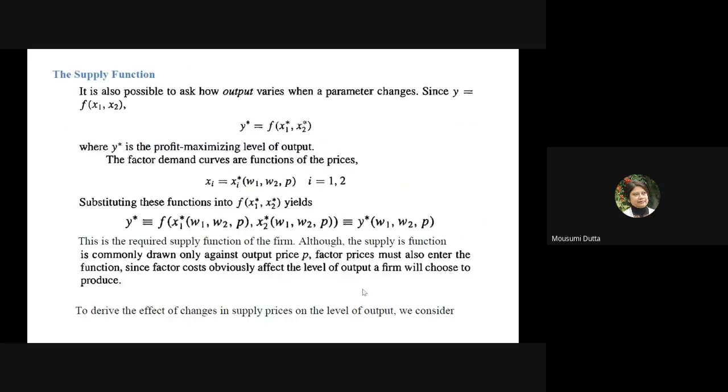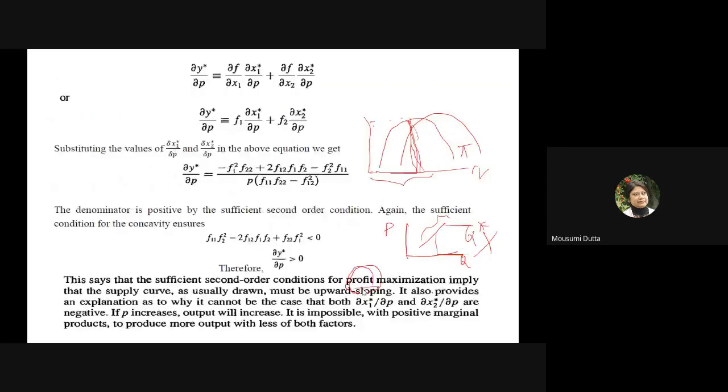I hope you will be able to do it, because you got y as a function of w1, w2. So all the cross derivatives you need to consider, and from these expressions, taking derivatives with respect to p, you will be able to find out del x1 star by del p, del x2 star by del p. So I hope you will be able to do it. So please complete this.